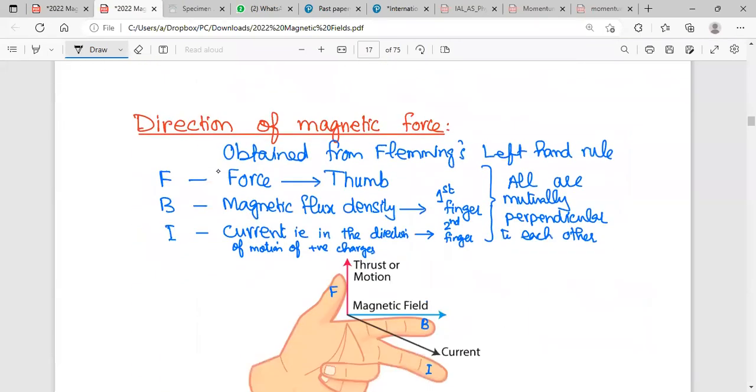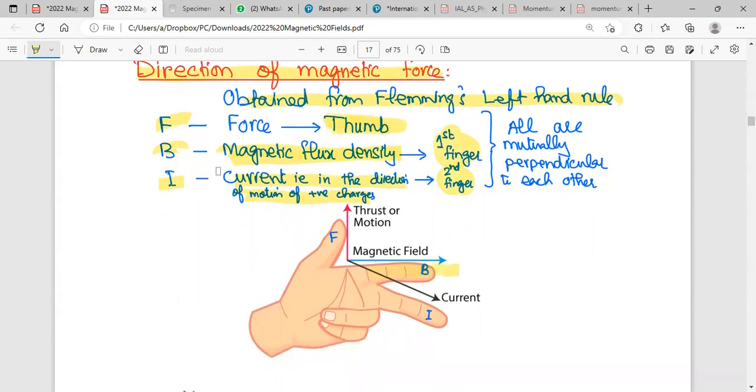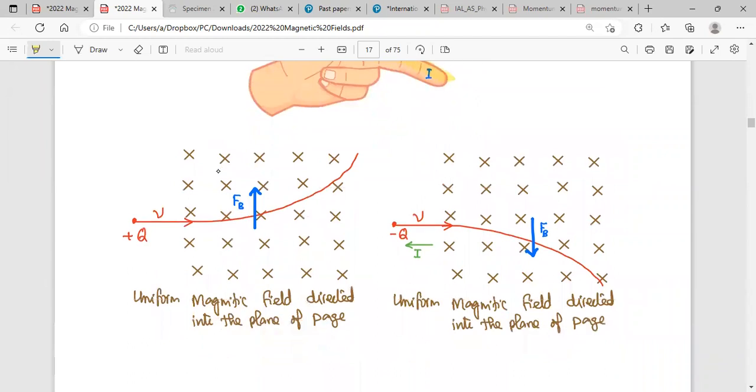Okay, now for the direction of the magnetic force, we use Fleming's left-hand rule, FBI. The thumb will tell you the direction of force on the charged particle. You have to point your first finger towards the direction of the magnetic field, and you have to point your second finger towards the current, but that should be the positive charge. In case of the negative charge, you have to place your second finger against that. The first finger is the field, the second finger is the current, which is positive, and the thumb will give you the direction of the force.